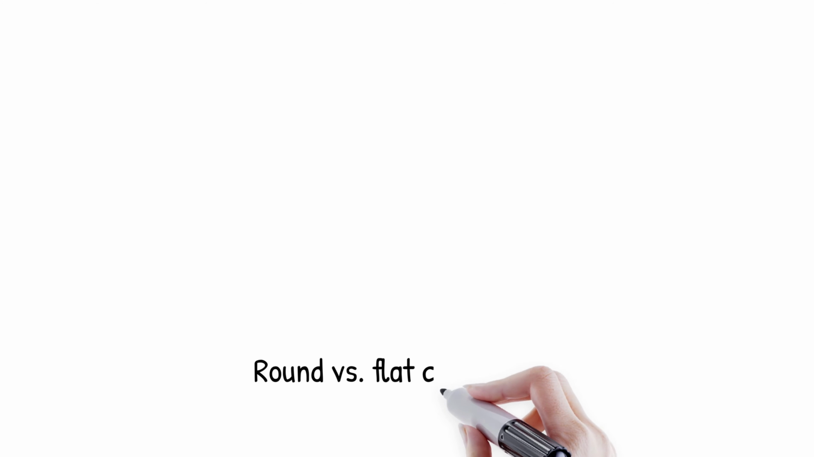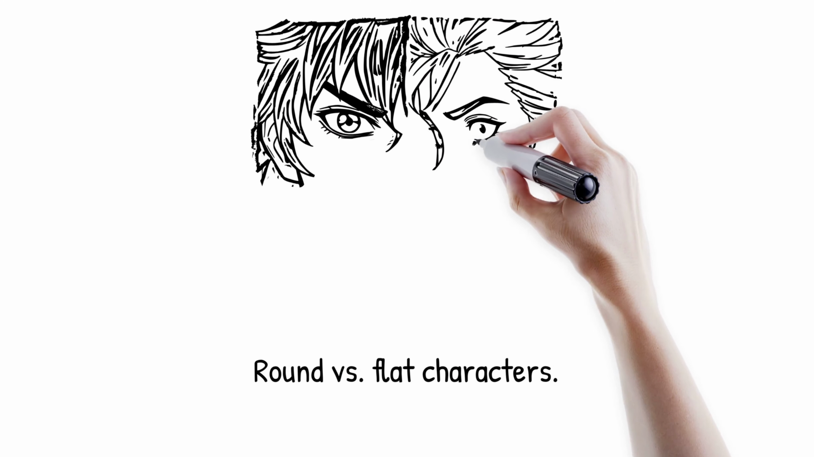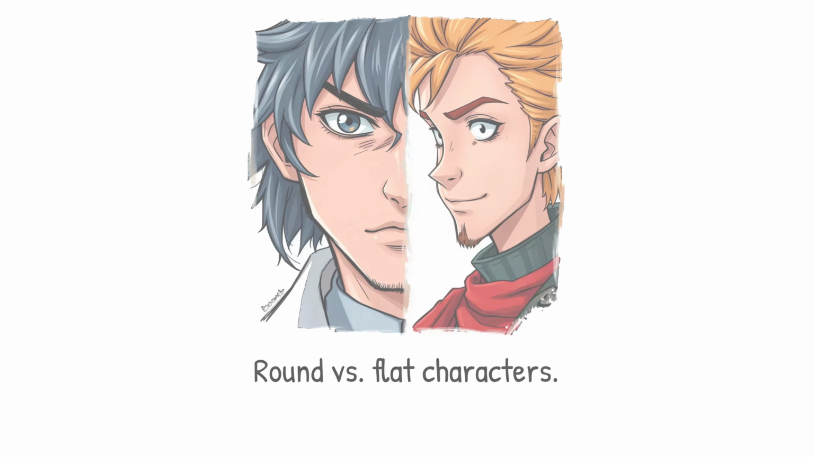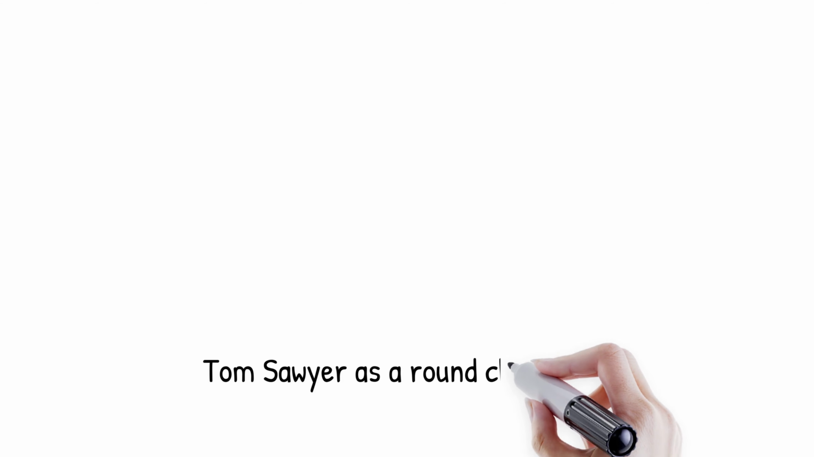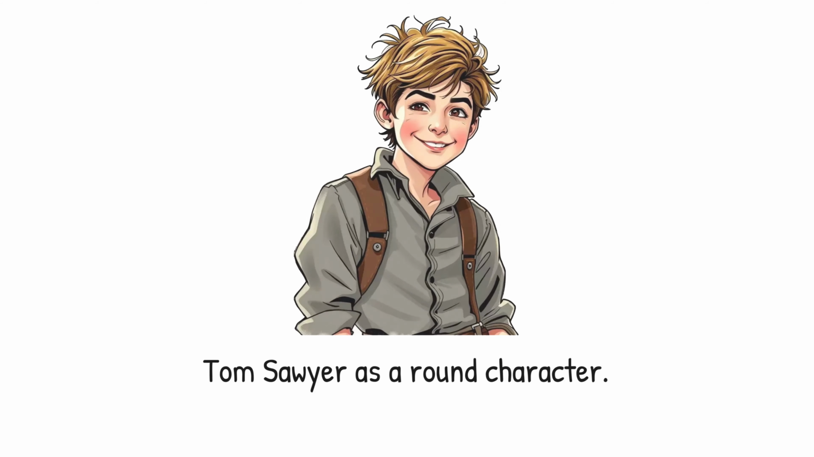Characters can also be round characters, or dynamic, or flat characters, or simple, a concept outlined by E.M. Forster in Aspects of the Novel. Tom Sawyer from Mark Twain's The Adventures of Tom Sawyer exemplifies a round character.